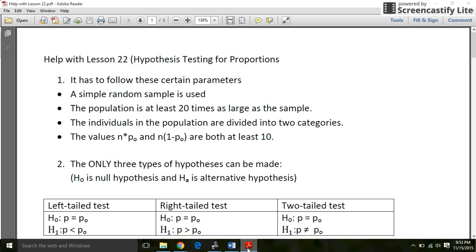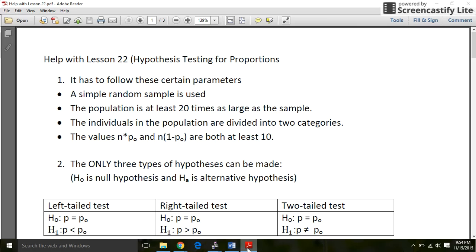To be able to use hypothesis testing for proportions, it has to follow certain parameters. First is a simple random sample, then a population at least 20 times as large as the sample. And this is really important in statistics because you want a sample that will represent your population. And then the individuals in the population are divided into two categories. So you're not going to have more than two categories.